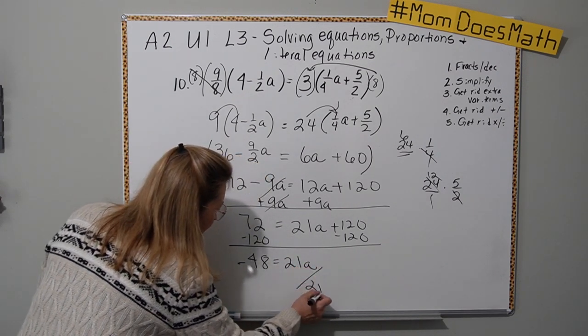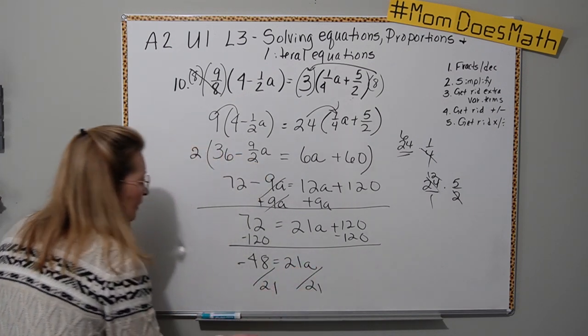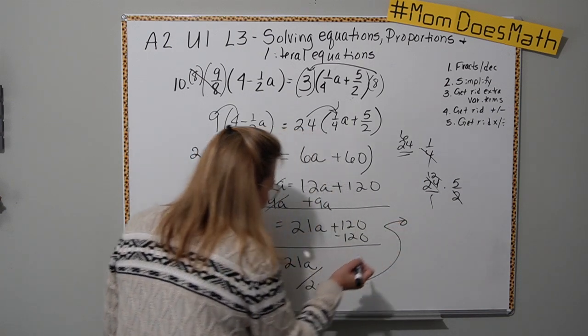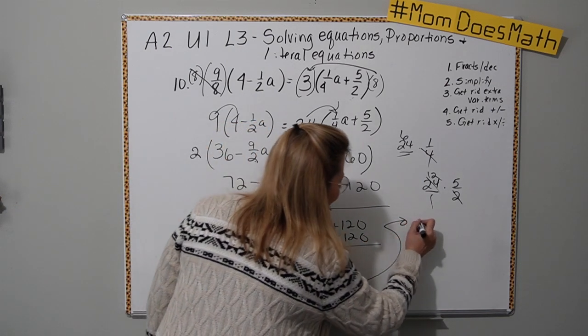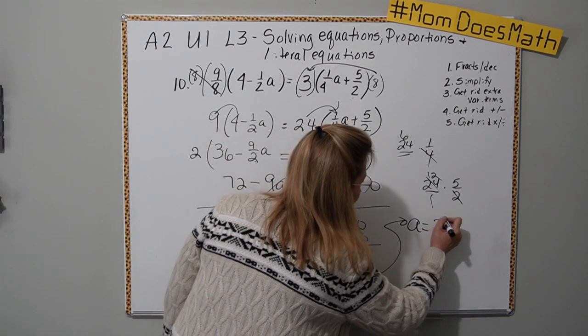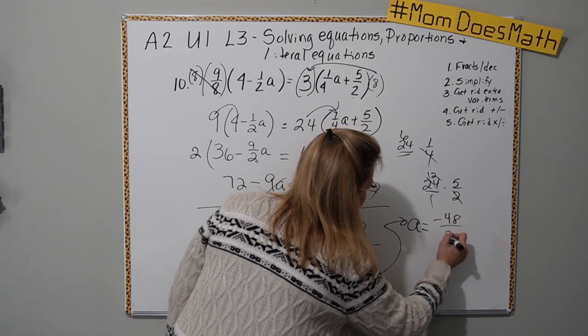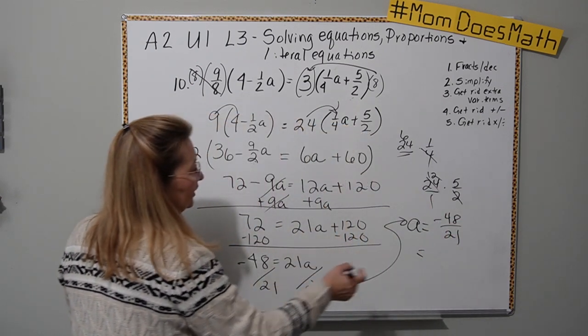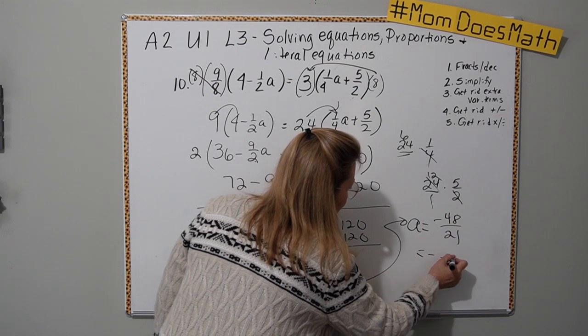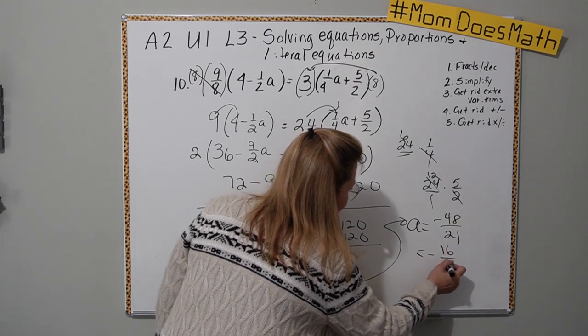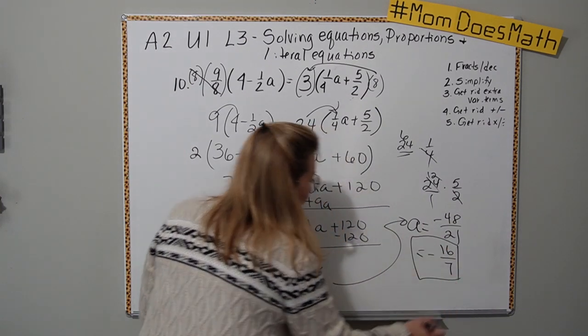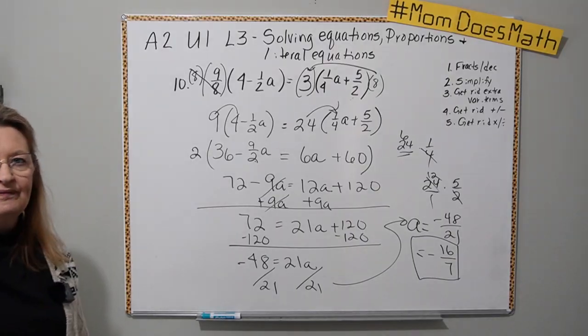You divide both sides by 21. So coming over here, my last little remaining room, I've got a equals negative 48 over 21. Well, 3 goes into both of those, so my reduced answer is going to be negative 16 over 7. Is that what you got?